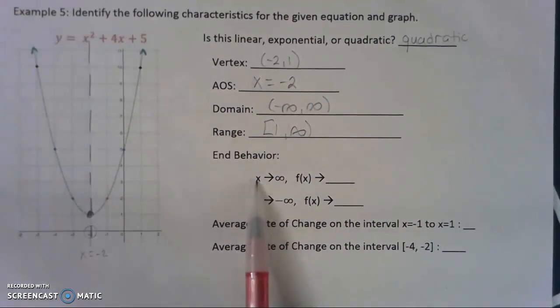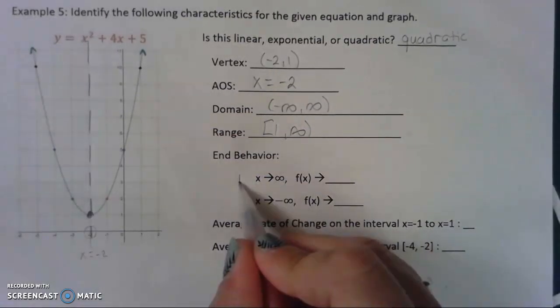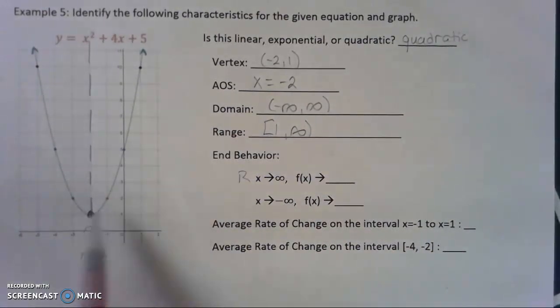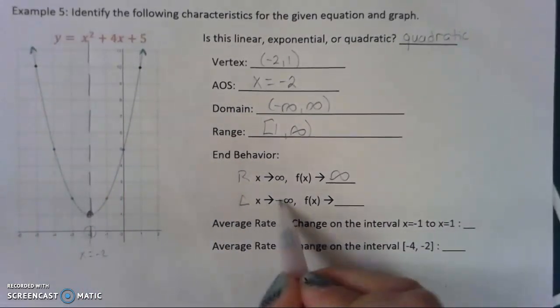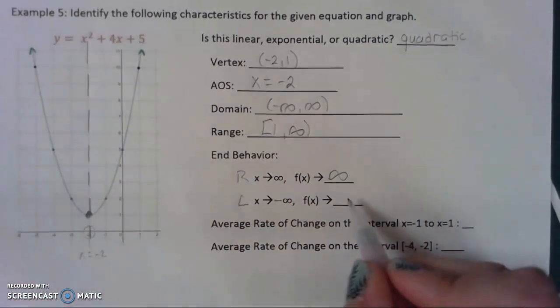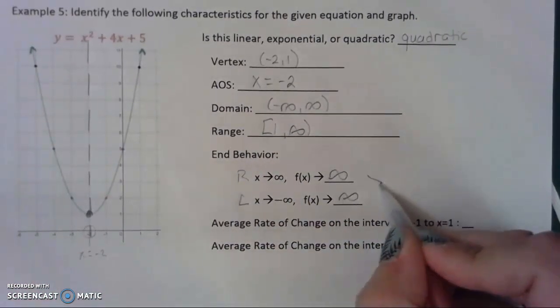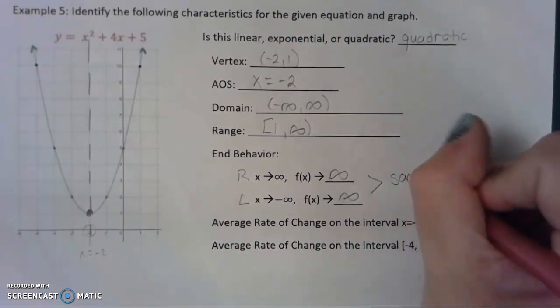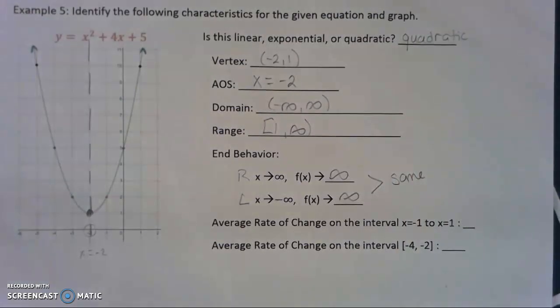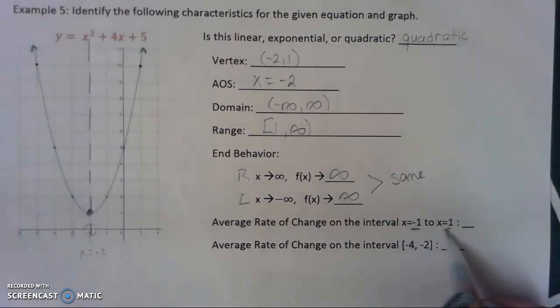Okay, so as x goes to the right, so as it approaches infinity, so as we look to the right, these values are just going to get bigger and bigger. And as we look to the left, these values are also getting bigger and bigger. Remember from when we did this in class, these are both going to be the same. For quadratic functions, either both of these should be approaching positive infinity or both of them should be approaching negative infinity.